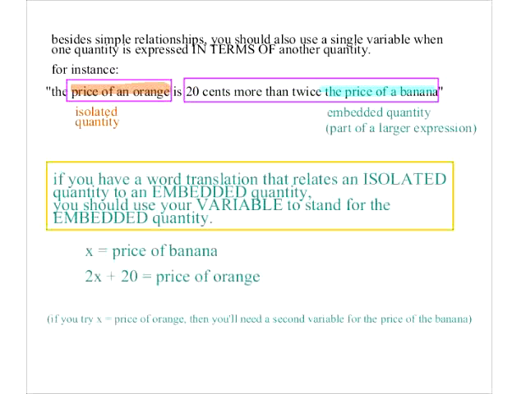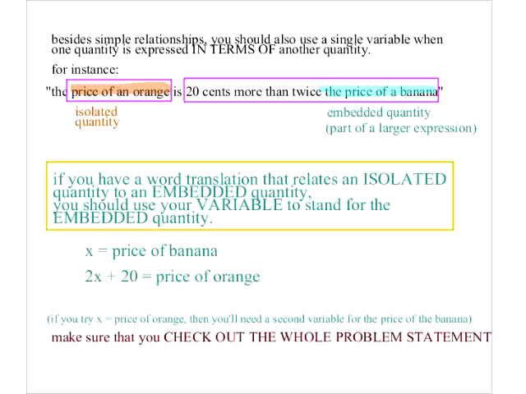Another takeaway here is that you don't just want to assign the variable to the first unknown that you see. Make sure that you check out the whole problem statement before deciding what should be your variable. Don't just assign a variable to the first unknown that crosses your path.